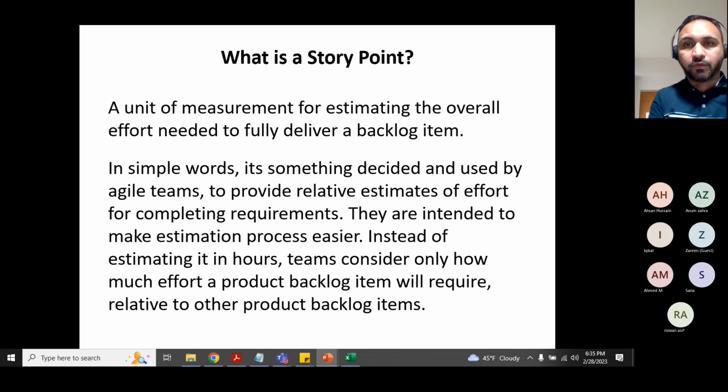A unit of measurement for estimating the overall effort needed to fully deliver a backlog item. When you say backlog item, remember what could be the backlog item? Anyone? Use the story. So it could be an Epic. You also provide estimates to an Epic, and then you break it down into the smaller piece, which is a user story. So a backlog item could be an Epic, a user story, a task, or anything. Those are part of the backlog item.